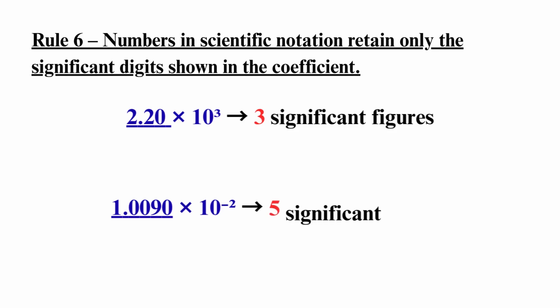Rule number 6. Numbers in scientific notation retain only the significant digits shown in the coefficient. This form eliminates ambiguity by clearly separating precision from scale. For example, 2.20 times 10 to the power of 3 contains 3 significant figures, while 1.0090 times 10 to the power of -2 contains 5 significant figures.